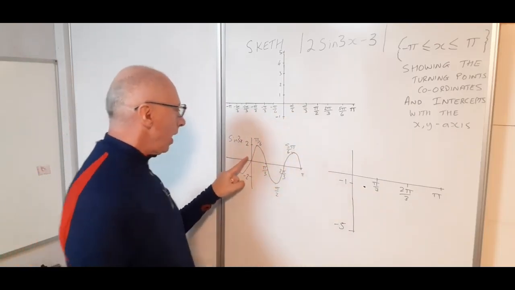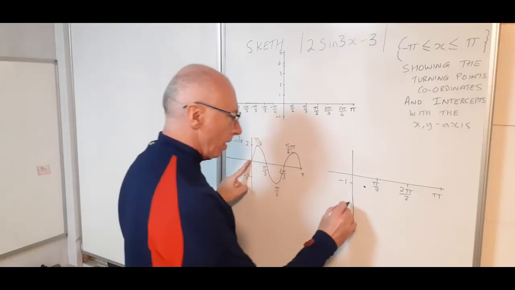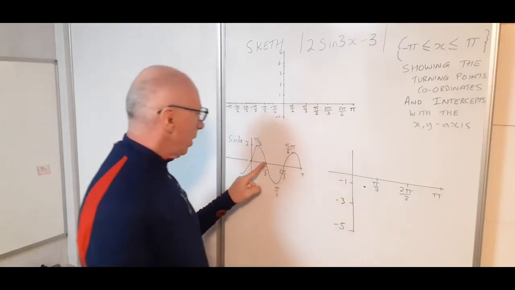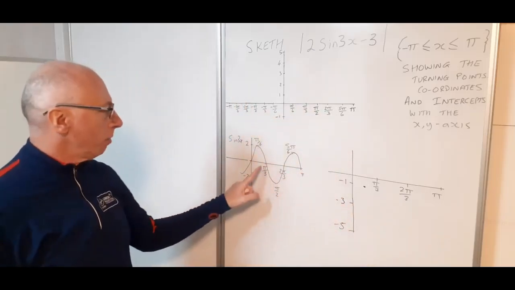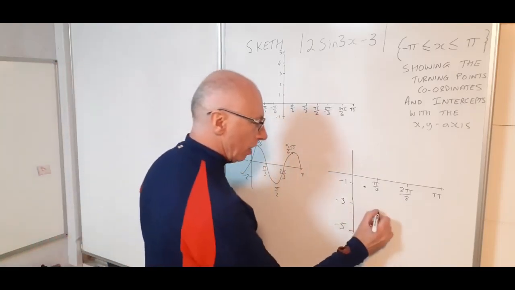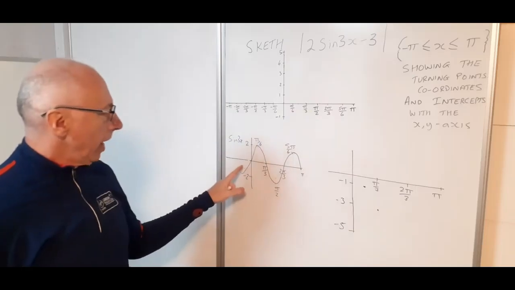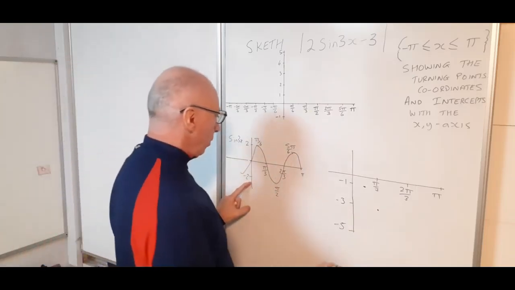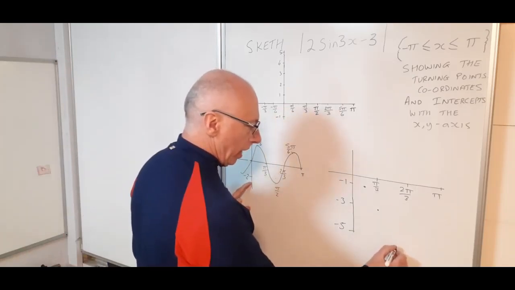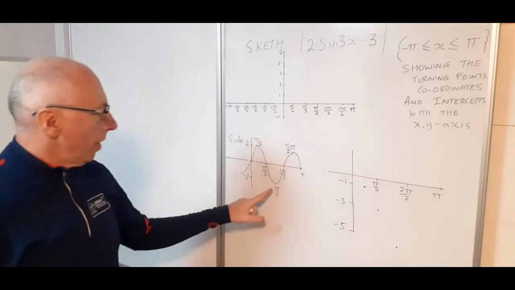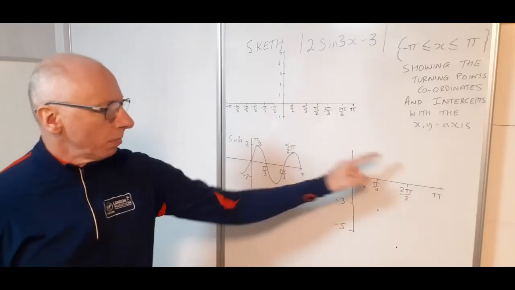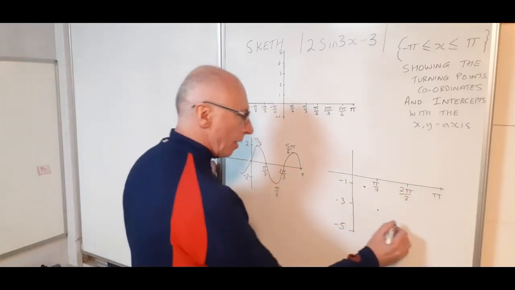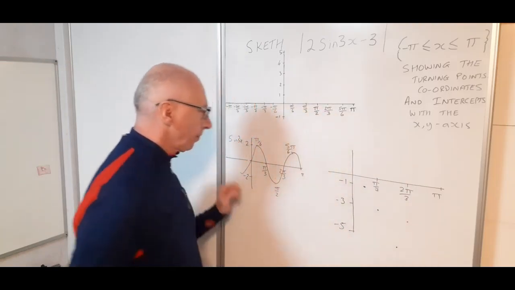Now that point there is now going to be at minus 3. So all of these points here will be at minus 3. So at minus 3, I've got pi over 3. And then at pi over 2, I'm going to have minus 5. So pi over 2 is going to be somewhere here. And then I've got 2 pi over 3, which is going to meet about here. So that'd be at minus 3. So that's 2 pi over 3.